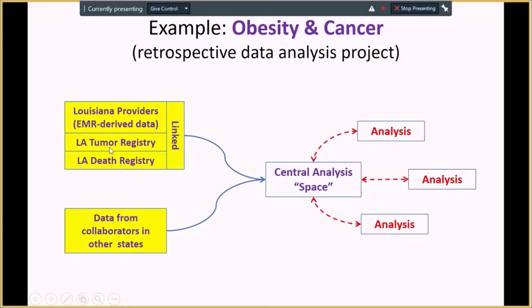The tumor registry, once again, the Louisiana death registry, because we do need to know when people died. And linked again here, probably with the GPID once again. But a similar exercise will occur with collaborators in other states, Alabama and Mississippi in particular. We'll move those data into a central analysis space where we can support analyses without moving the data out. Different people in different states actually participate in the analysis at a central site.